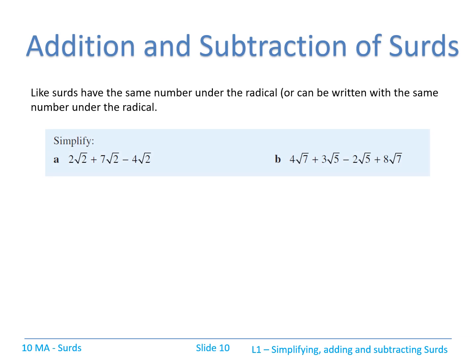Adding and subtracting surds is very similar to adding and subtracting algebra. So here, forget about these roots at the moment. If I had 2a plus 7a minus 4a, you would say 2a plus 7a is 9a, take away 4a is 5a.